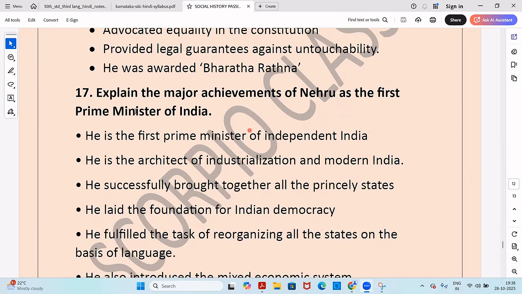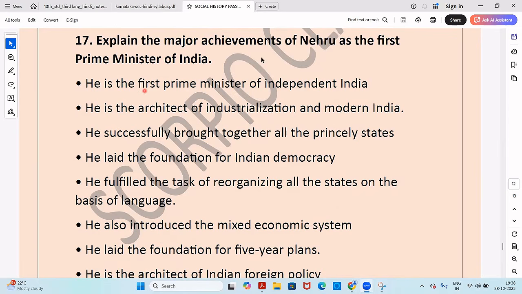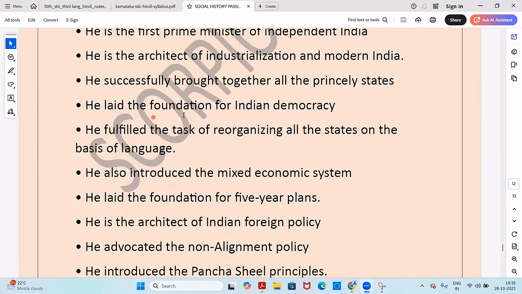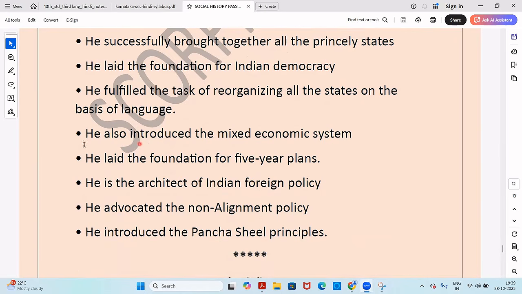Next, we have the question, explain the major achievements of Nehru as the first Prime Minister of India. So he is the first Prime Minister of independent India. He is the architect of industrialization and modern India. He successfully brought together all the princely states. He laid the foundation for Indian democracy. He fulfilled the task of reorganizing all the states on the basis of language. He also introduced the mixed economic system.